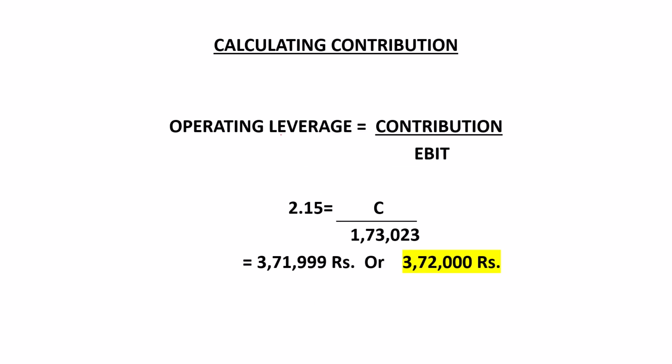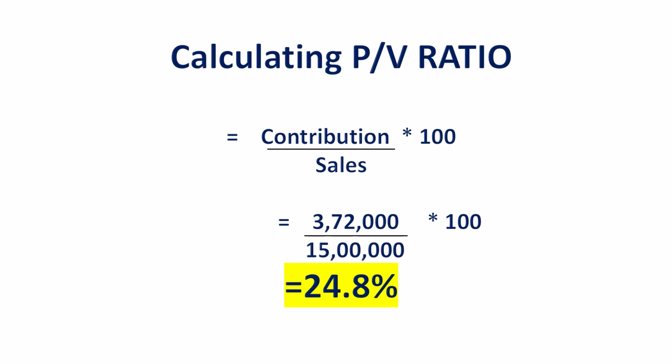Operating leverage हमें पहले से ही पता है, क्वेश्चन में हमें given था. Now using the formula for operating leverage which is contribution by EBIT, we can calculate the value of contribution which comes to be 3,71,999 or we can write it as round off also, which will be 3,72,000 rupees. Now using the formula for PV ratio which is contribution by sales into 100, contribution हमने calculate किया 3,72,000 rupees, sales हमें question में given है 15 lakh rupees, into 100 we get PV ratio as 24.8%.